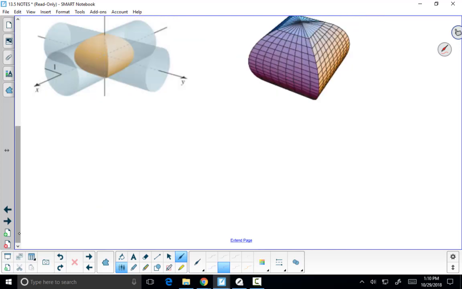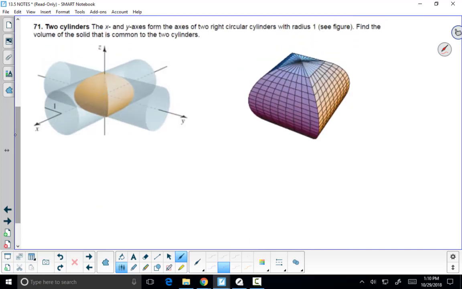So this is kind of a classic Calc 3 problem. Every book has it. The intersecting cylinders: we want to find the volume of the solid that's shared by both those cylinders. And that's what the image shows, the solid object that we're trying to find the volume of.